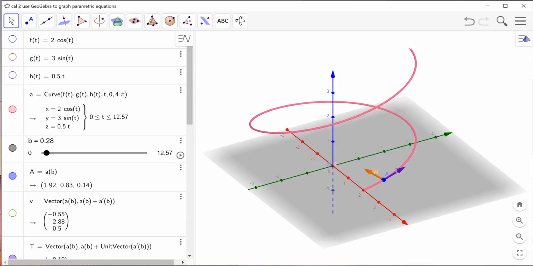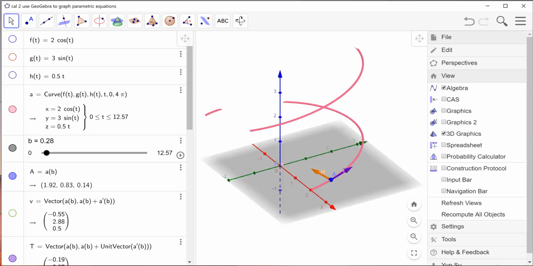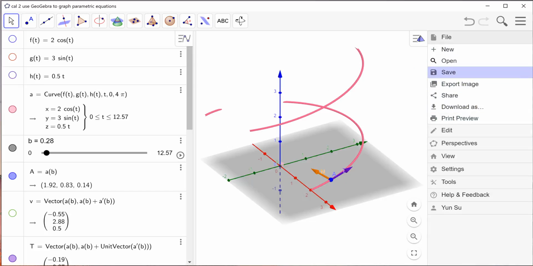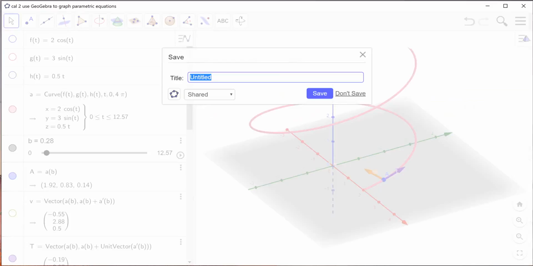Next, how do we share this project? Here on the upper right corner, we see the three horizontal lines. We click here, click Files, and click Save. When you click Save, it asks you to log in, so you can log in with your Google account, and then after you log in, you can choose to save. Make sure you choose the shared option, then you can share your project publicly. Anyone with the link can see it.